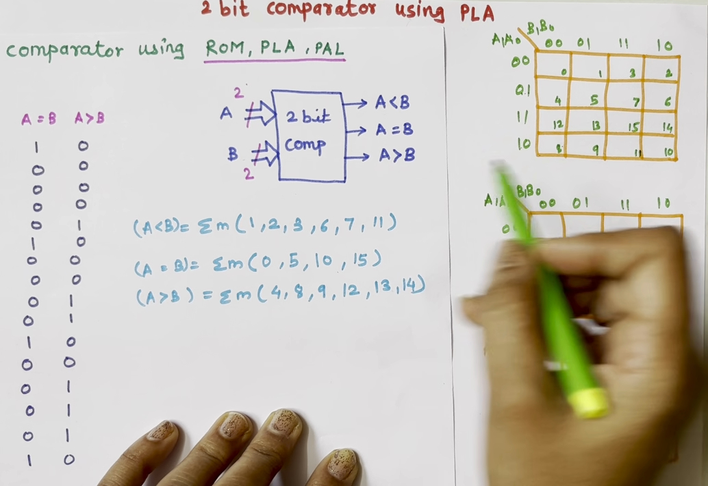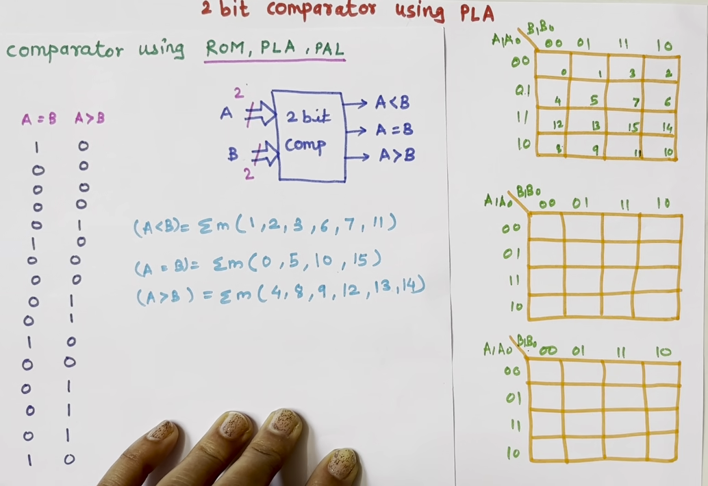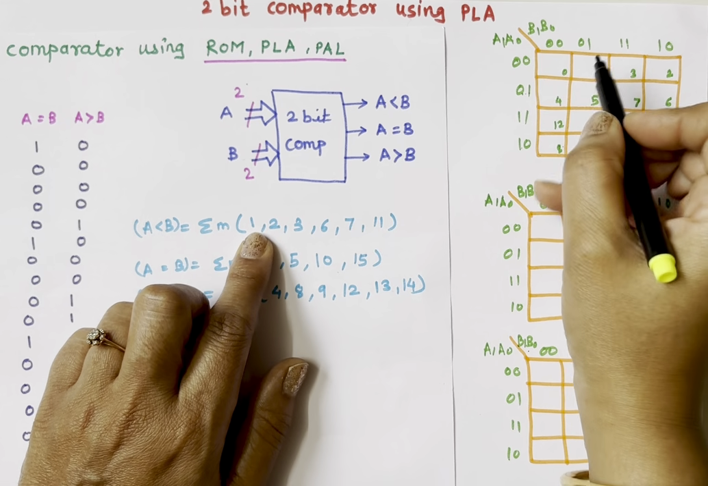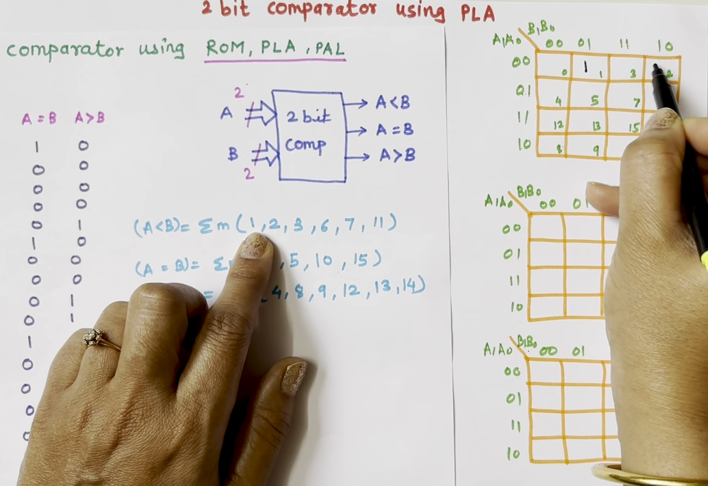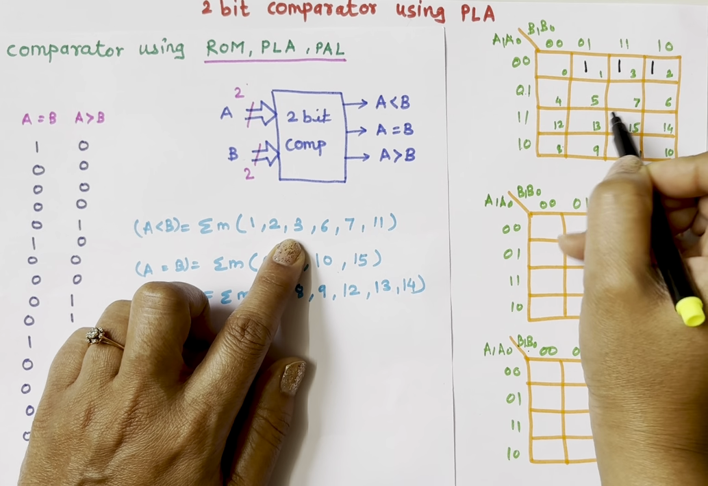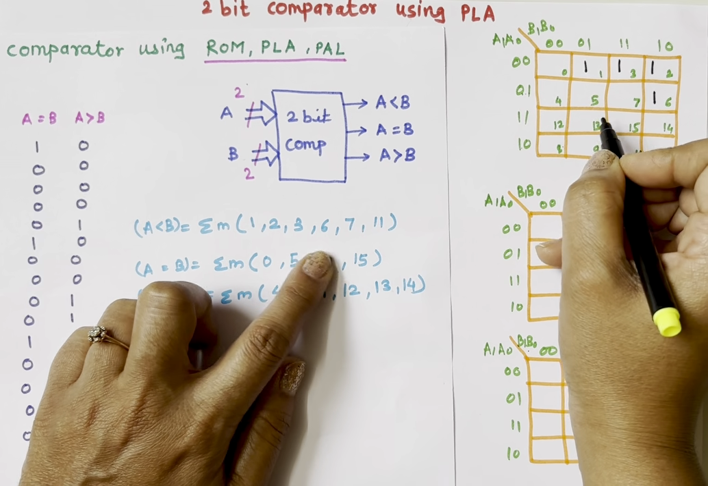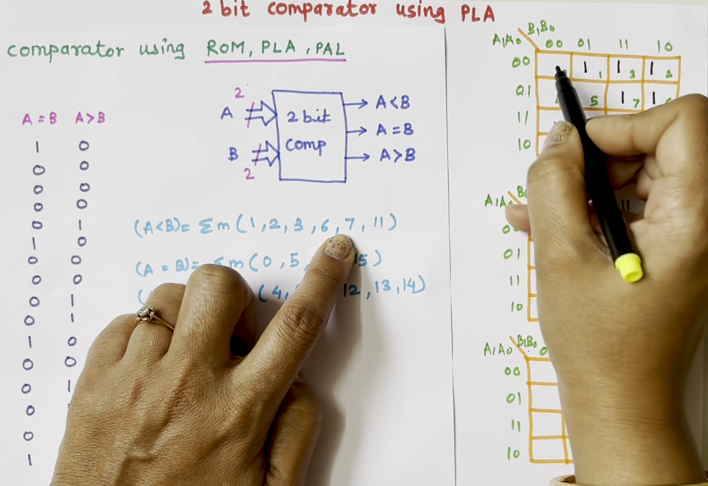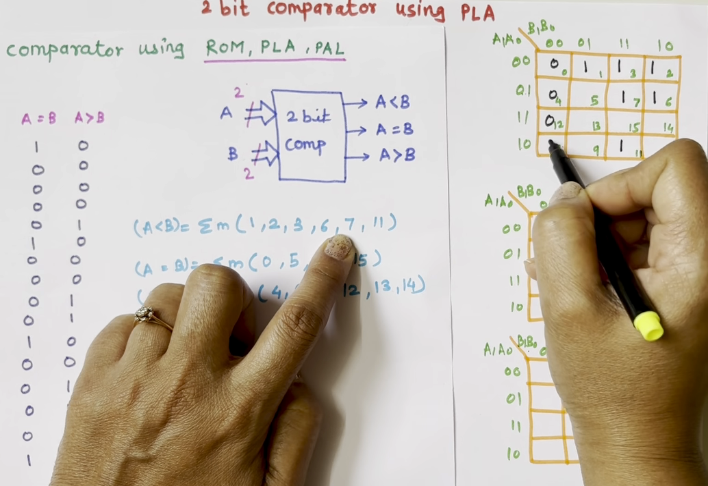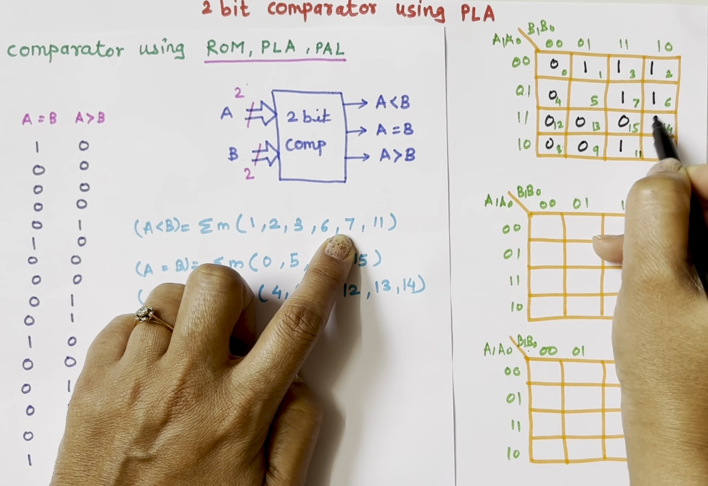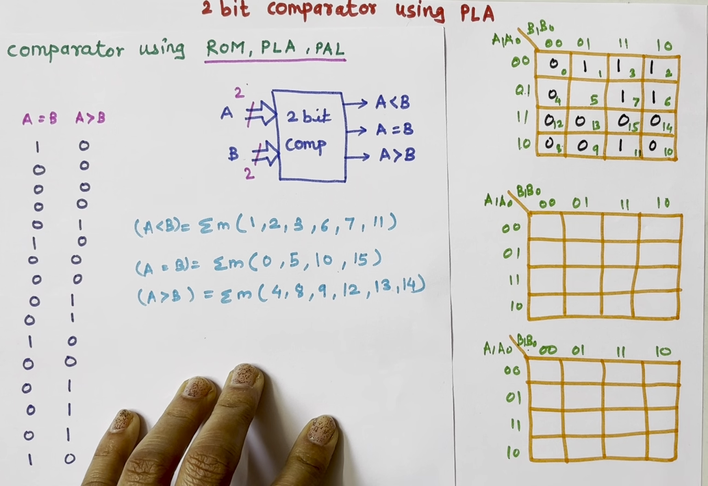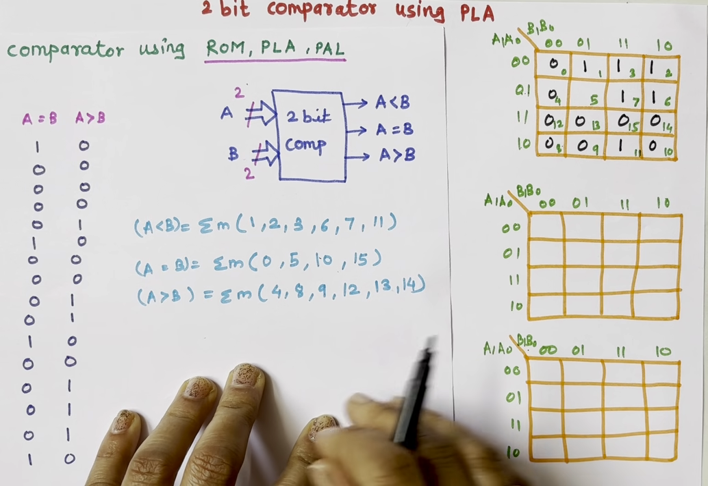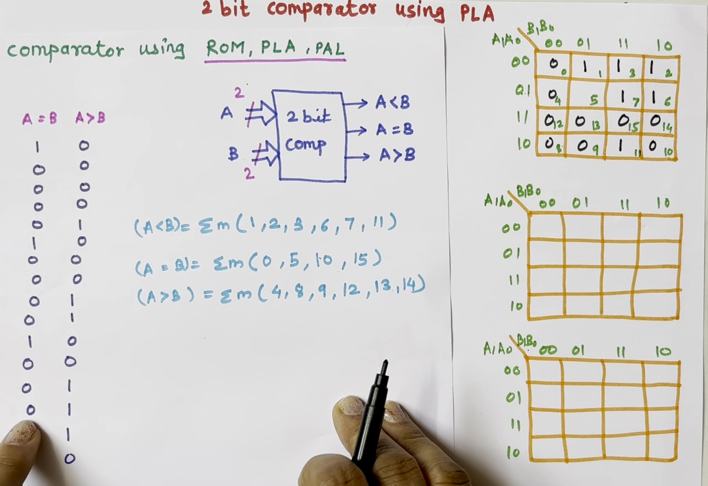Okay, so let's put values of A less than B here. This is my A less than B. So for 1, it is 1. For 2, it is 1. For 3, it is 1. For 6, 1. For 7, 1. And for 11, 1. And at other places, it is 0. So you can put from these min terms or you can put values from this table also.